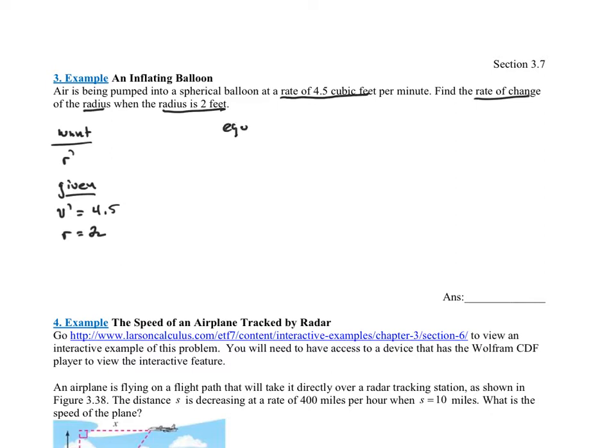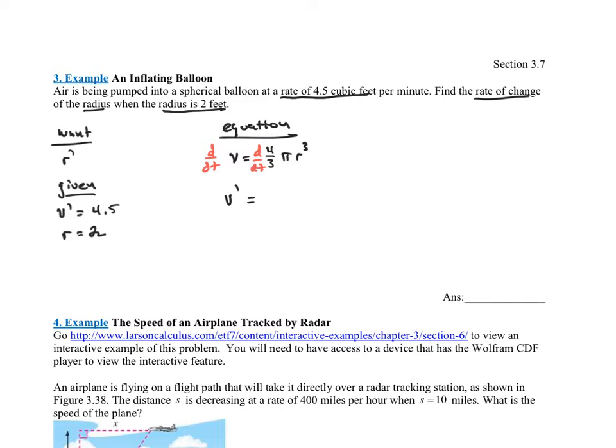So let's look at this and think about this. What is the equation? Well, this is a spherical balloon, so we're looking at the volume of a sphere. So you need to know that the volume of a sphere is given by 4/3 pi r cubed. That's the formula for the volume of a sphere. Now take the derivative with respect to t of both sides of the equation. So what's the derivative of V? That would be V prime.